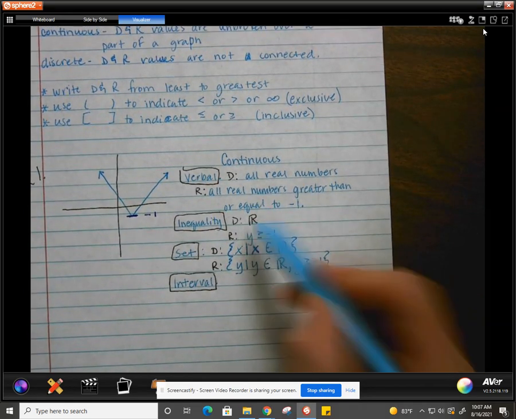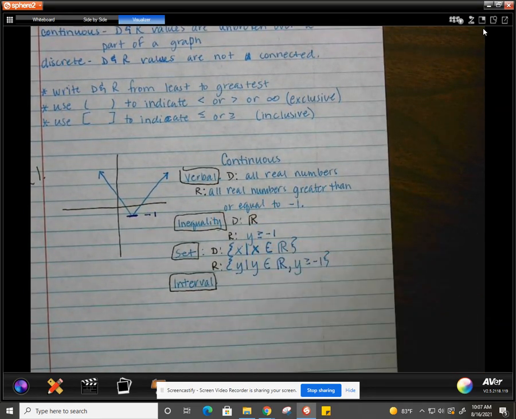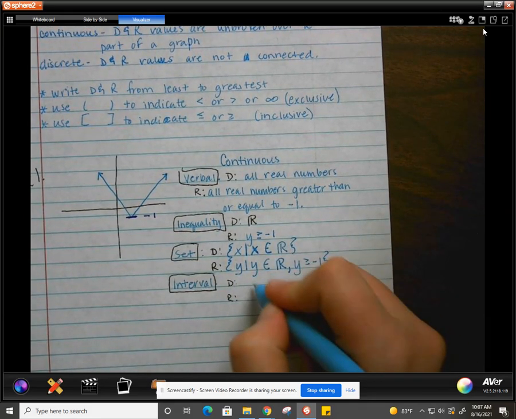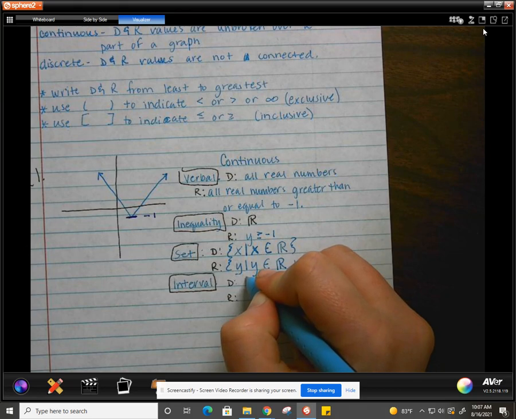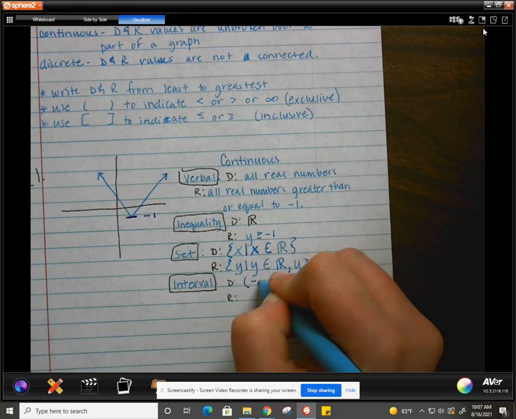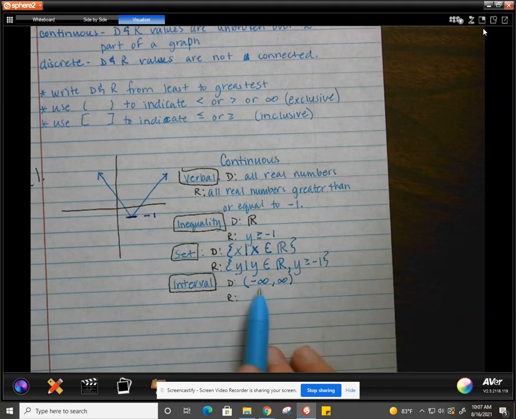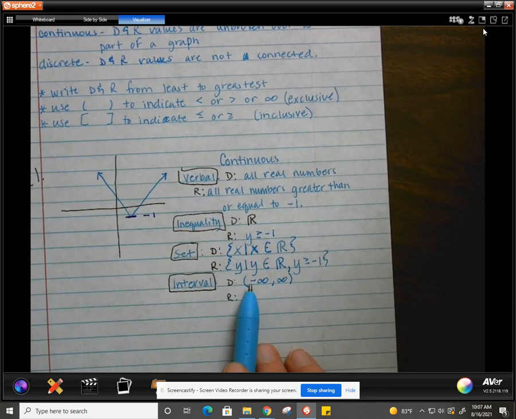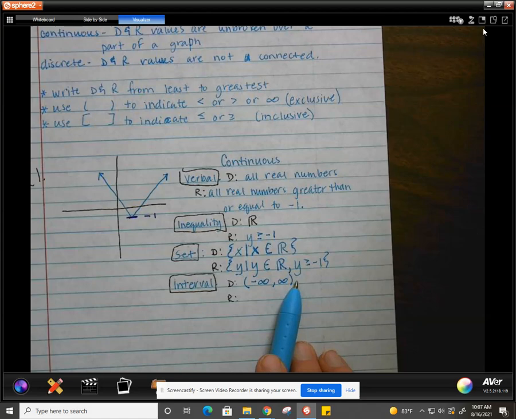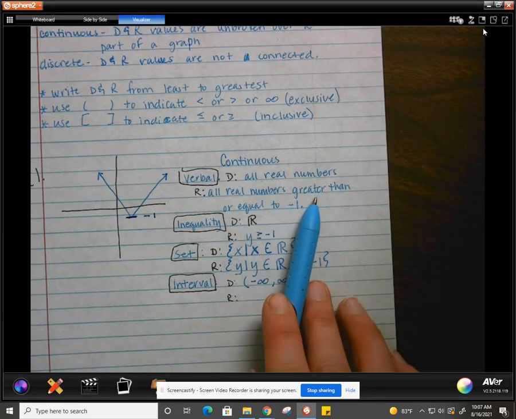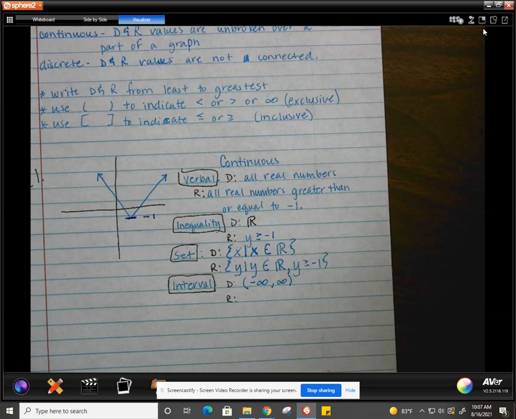Okay, so I'm going to write domain and then range. My domain is all real numbers. That means I have parentheses because it goes -infinity to infinity with parentheses. So if we use infinity symbols, then that means parentheses. All real numbers will always have parentheses. Now, if you have all real numbers with a limit, then you may not have the infinity symbol.